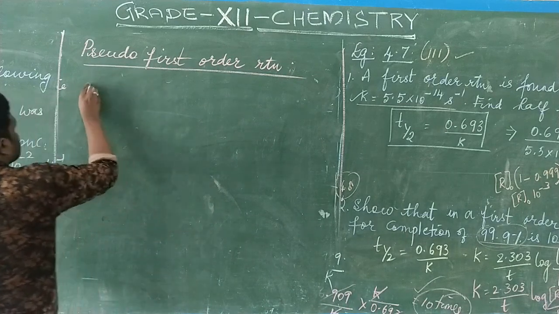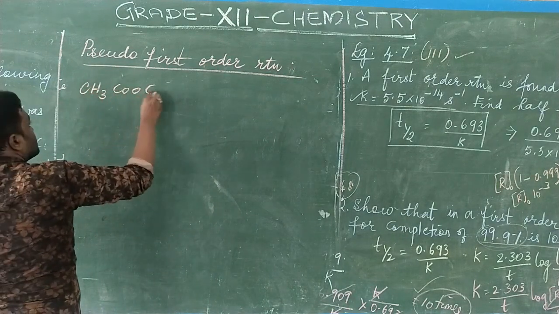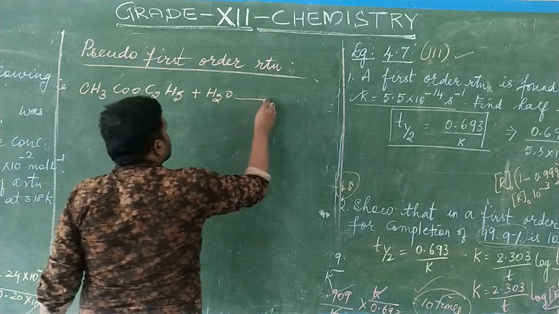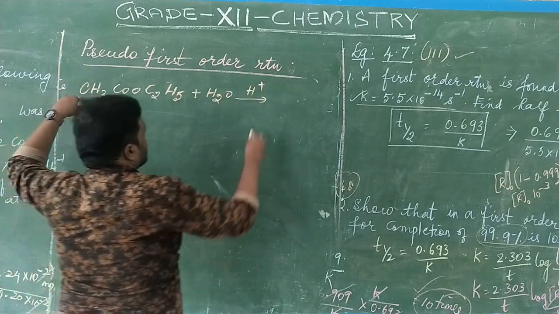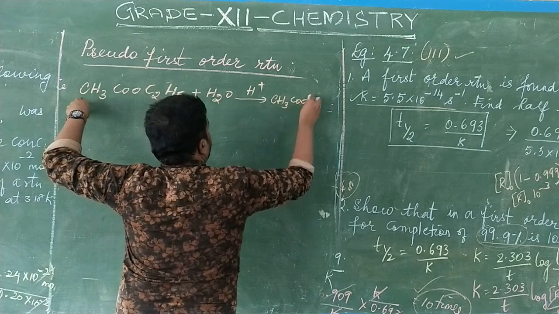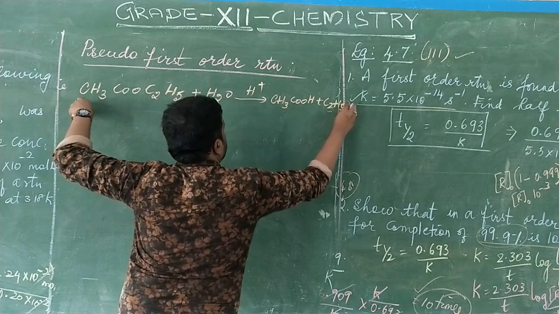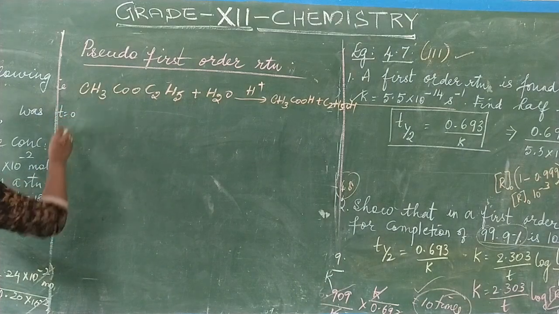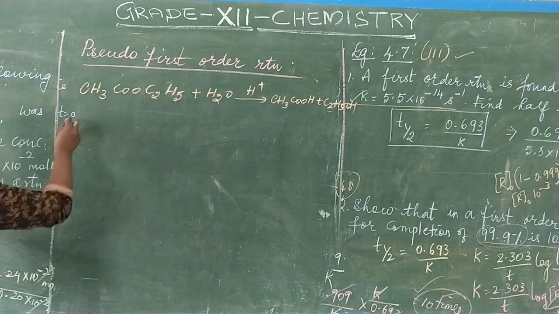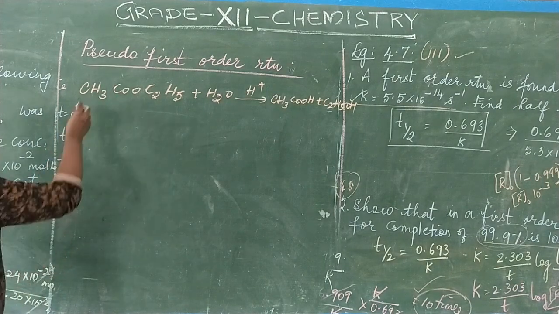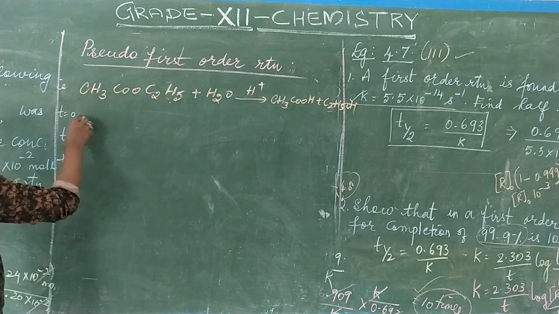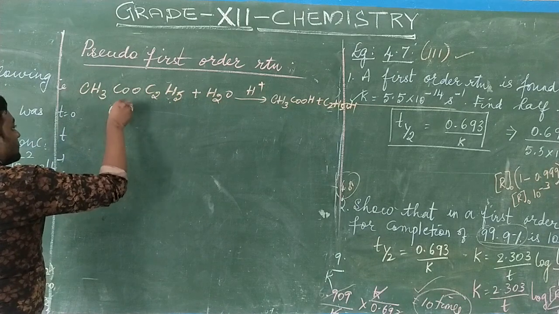Example, first let me write the example, that is CH3COOC2H5 on hydrolysis in the presence of H plus gives rise to the formation of CH3COOH plus C2H5OH. Okay, now at time t is equal to 0, the concentration of ethyl acetate, ethyl ethanoate, I am taking 0.1 mole.